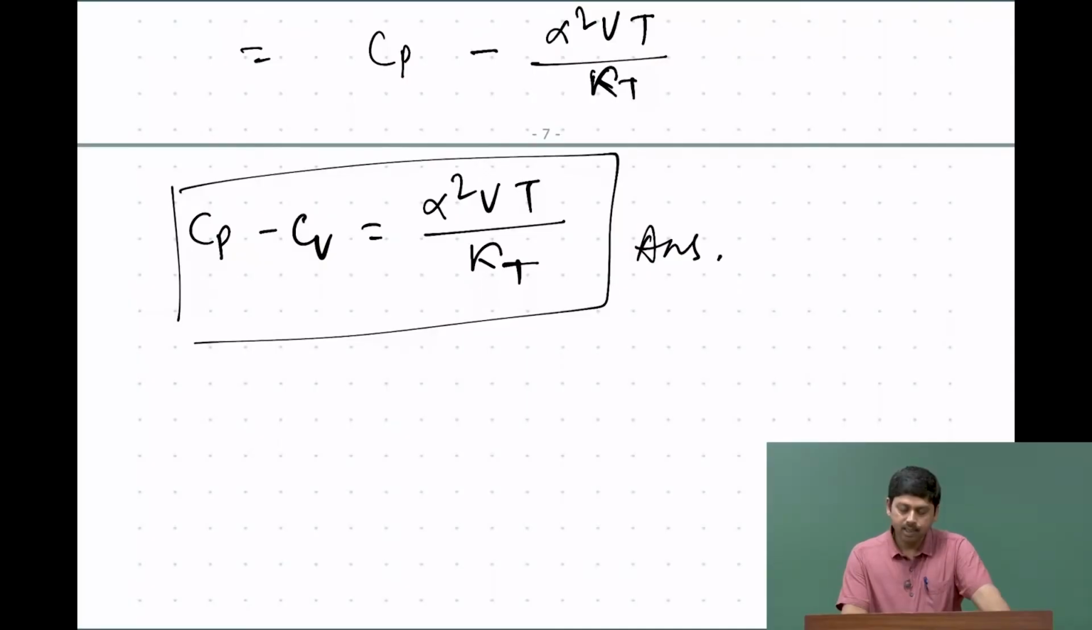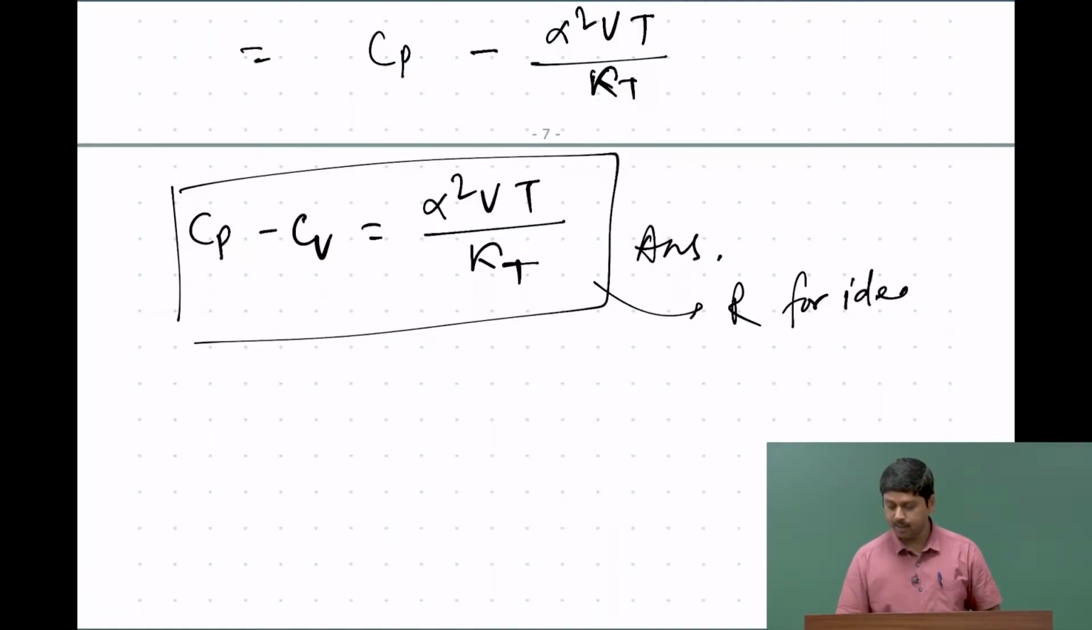You see, it is almost straightforward. I just took from one and went to the other, and it was very, very smooth that way. So, you can do many such things. One thing you can prove is that this quantity is equal to R for an ideal gas. You can try that yourself.